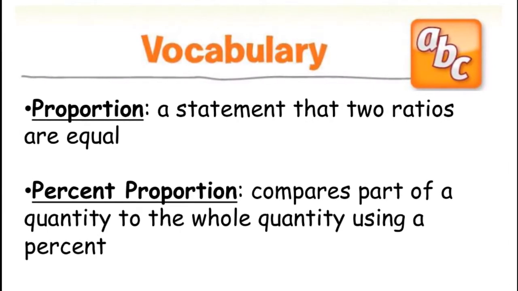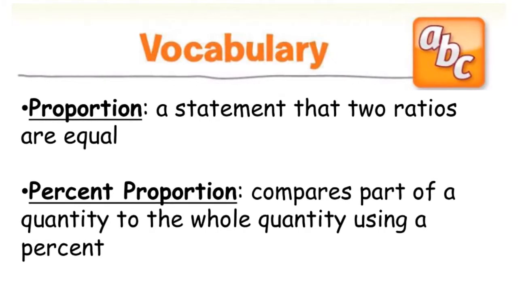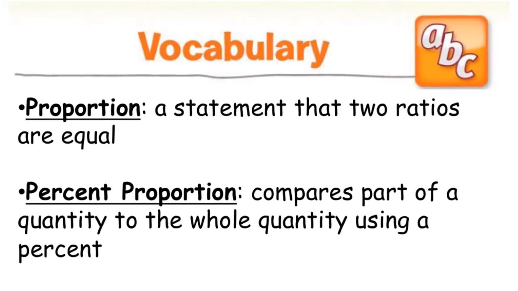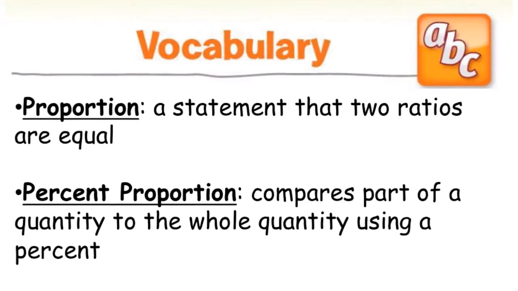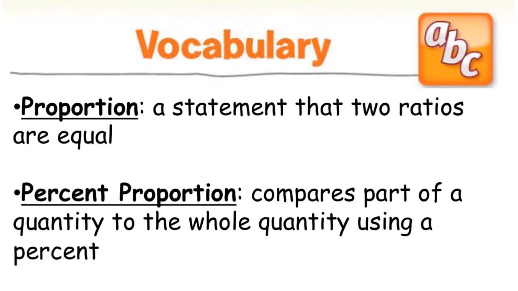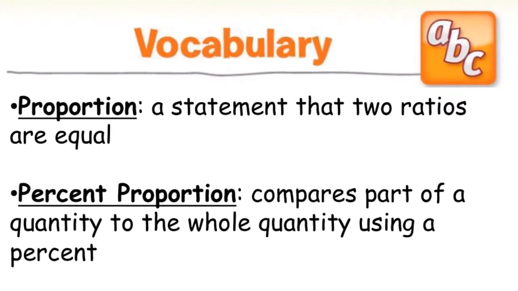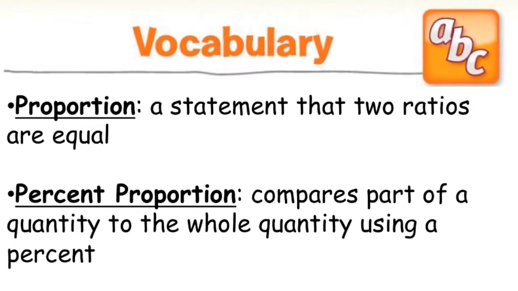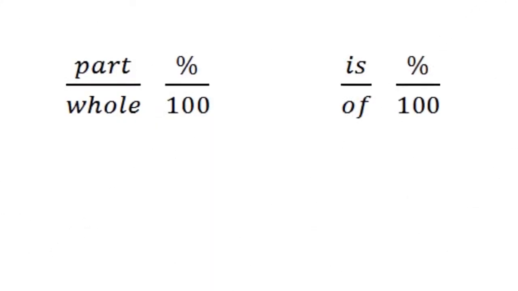One of them is proportion, which is pretty much a statement that has two ratios and they are equal to each other. They may not look the same, but if you were to simplify them or cross-multiply them, you would find out that they are actually equivalent, and that's what makes a proportion. You'll also be looking at percent proportions, which compares part of a quantity to the whole quantity, and you're using a percent. Our primary emphasis in today's video will be the formula on the right.